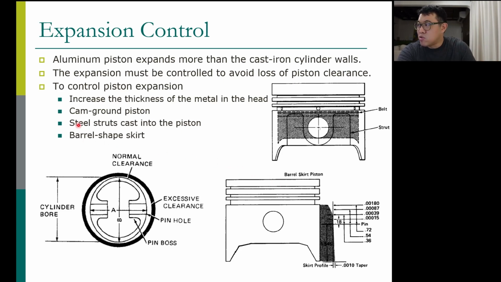And you can also use steel struts cast into the piston, because we know steel does not expand as much as aluminum. So we cast a belt or ring of steel inside the piston, so that it prevents the piston from expanding. Those are the techniques to control the expansion of pistons that they use in car engines.